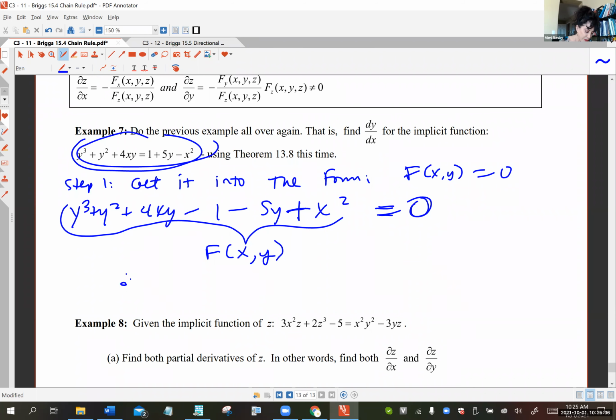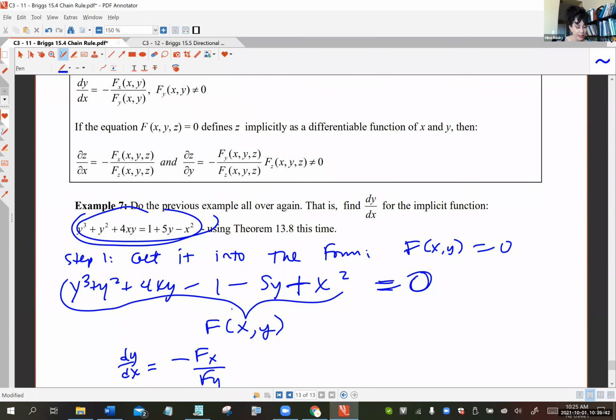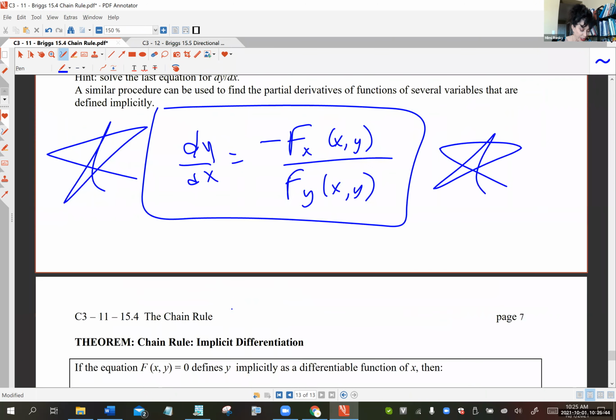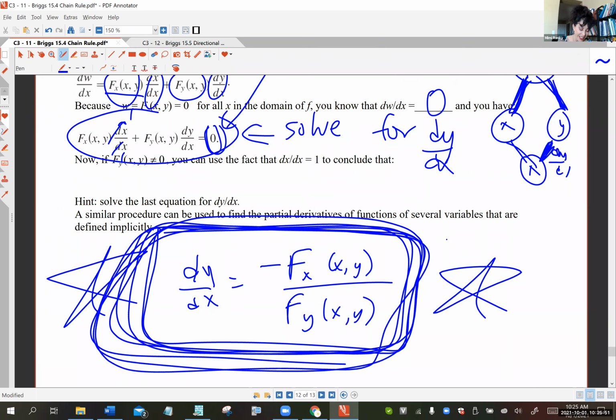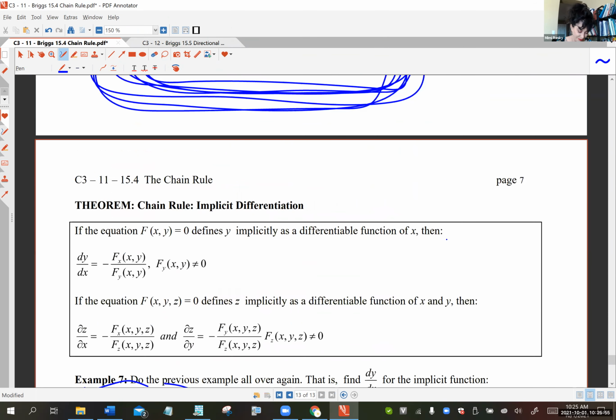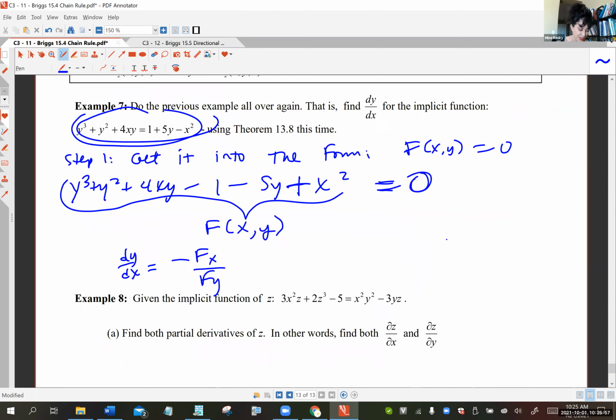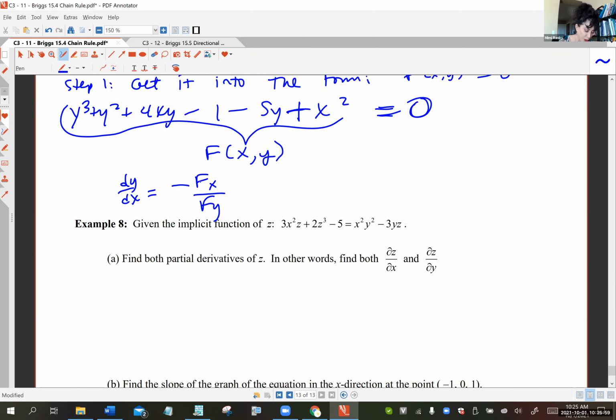So using the formula, dy/dx is going to be negative Fx over Fy. How do I know that? Well, if you were watching me do that last little derivation, it's because of this derivation right here. This is a fact. Commit it to memory. So now we're going to do partials. Don't forget this minus. I usually just keep it out in front so I don't forget it. Let's get Fx up here.